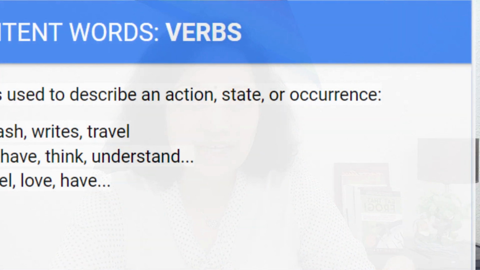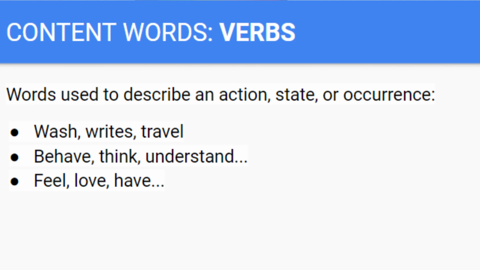Now let us look at the category of verbs. Verbs are the words that define action or state. Please look at it.